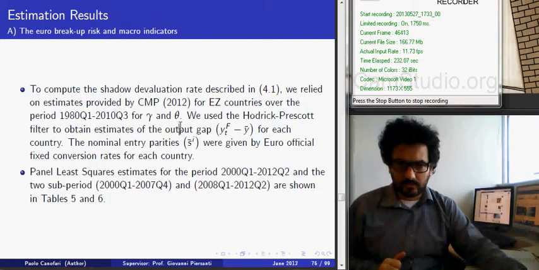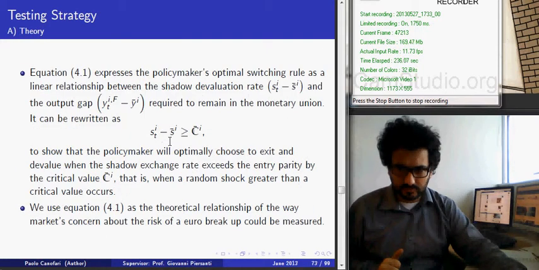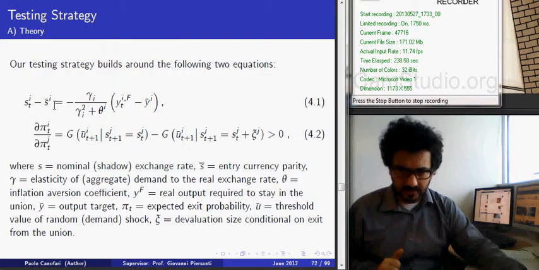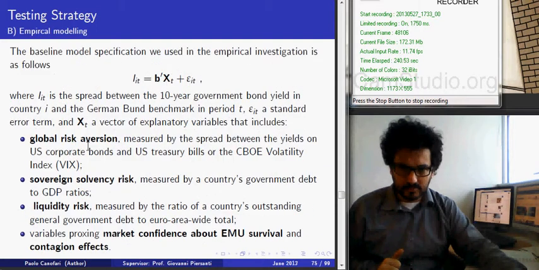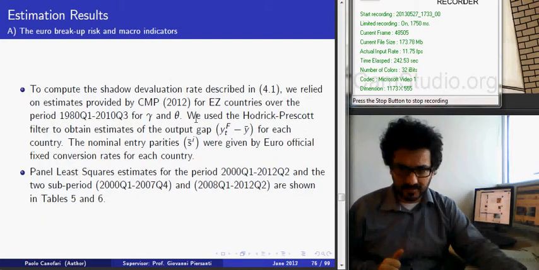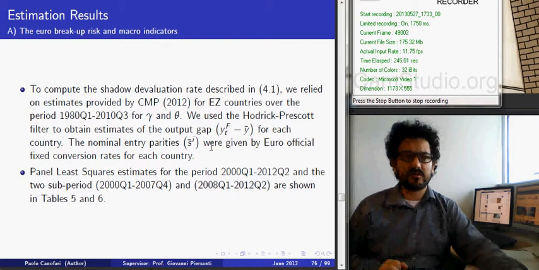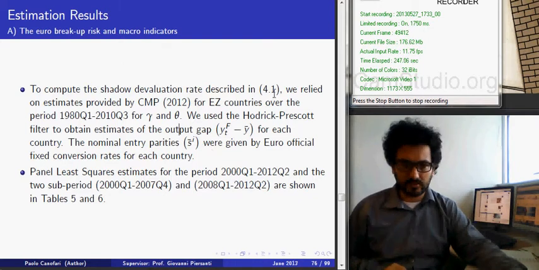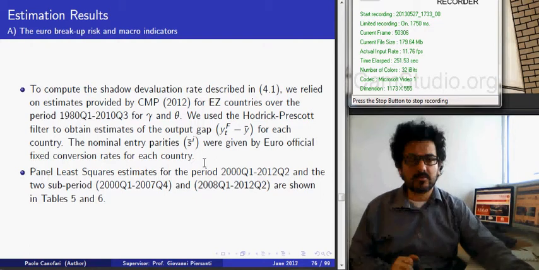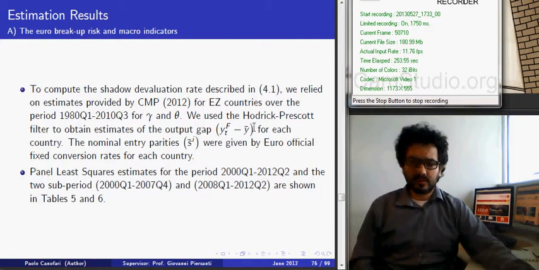In order to compute the shadow devaluation rate in equation 4.1 with respect to the fixed parity, we use the same estimation as our first paper, The Sustainability of Monetary Union: Can the Euro Survive? So we use the Hodrick-Prescott filter for the output gap. We use the long-run relationship between the trade balance and the real effective exchange rate, and the nominal fixed parities.